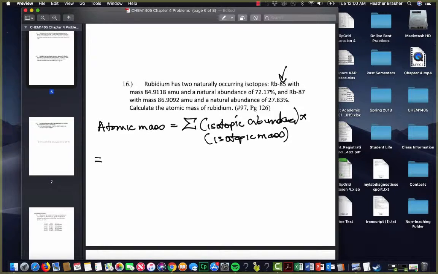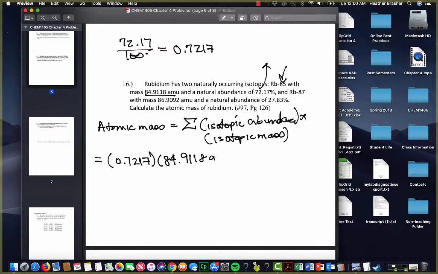Let's start with Rb-85, right? Well, how much of it is there? It's 72.17. So how do you determine that in decimal? 72.17 divided by 100, and that will give you 0.7217. And so basically you take that 0.7217 and you multiply it by the atomic mass, 84.9118 atomic mass units. And then you add to the next one, which is rubidium-87.